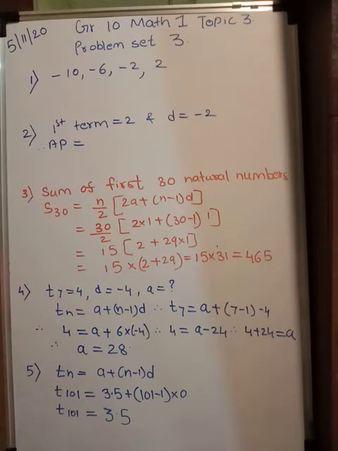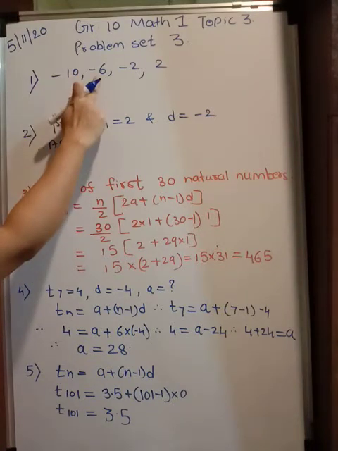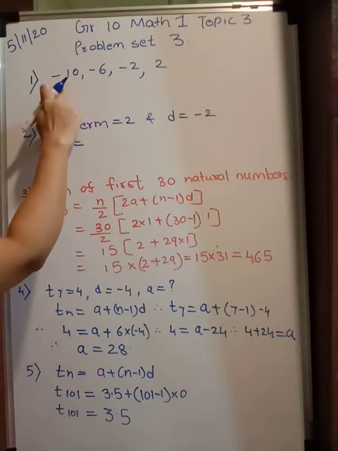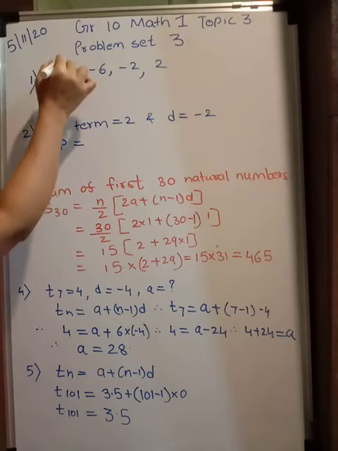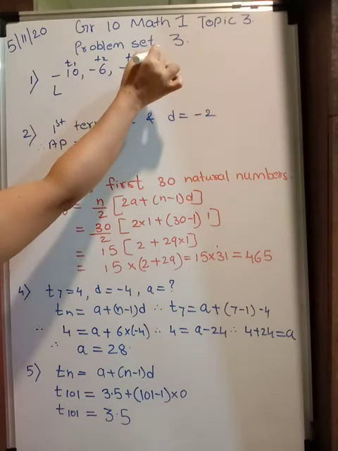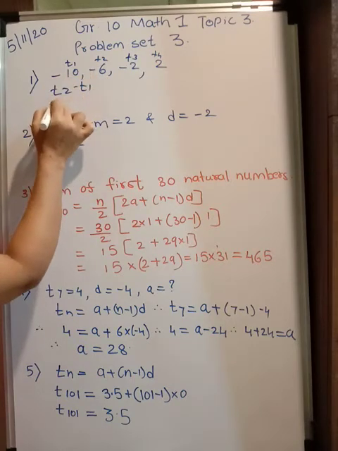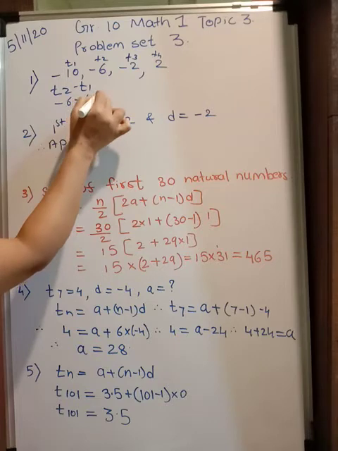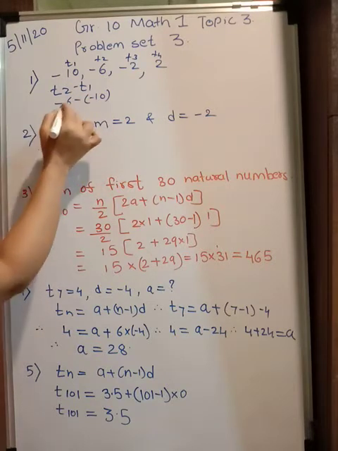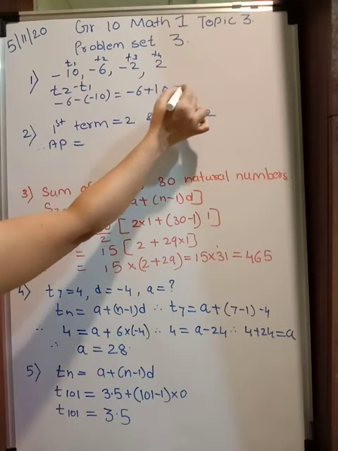First of all, to be an AP, the difference between two consecutive numbers should be the same. This is the first term, this is the second term. To calculate the difference, we take T2 minus T1. This is T1, T2, T3 and T4. Now what is T2 minus T1? T2 minus T1 will be -6 minus -10, which is -6 plus 10, equal to +4.